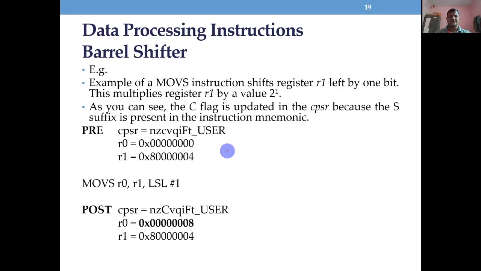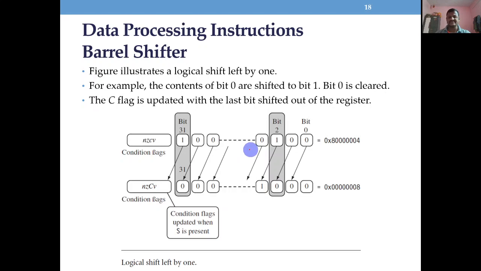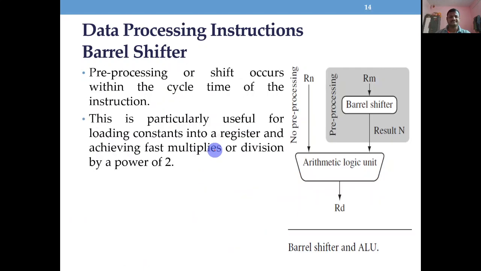Now look at one more example. The barrel shifter performs multiplication or division by a power of 2. If you shift towards the left side, that is multiplication; if towards the right, that is division. This is known to everyone. Shifting left once is nothing but multiplying by 2, and shifting right once is dividing by 2.